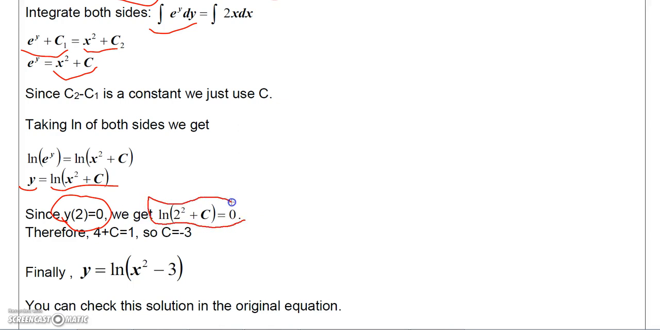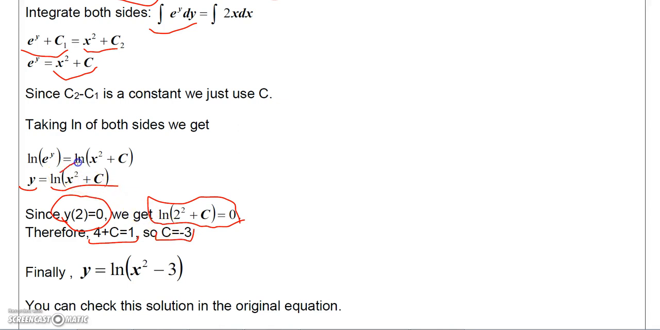So that would be natural log of 4 plus c equals 0. Now, the only number whose natural log is 0 would be 1. So 2 squared, which is 4, 4 plus c would have to equal 1. So 4 plus c must equal 1, and then you can solve that for c and get negative 3. So now we know what the c is.